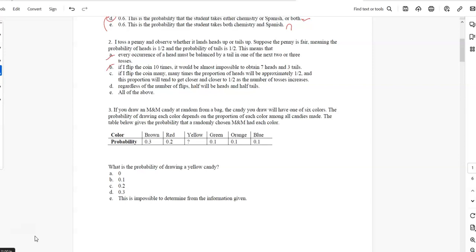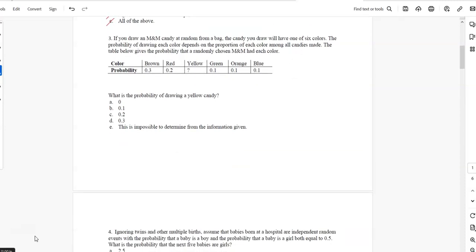D is regardless of the number of flips, half will be heads. That's definitely not true. So certainly most of those are false. This is the long-term running frequency there, the long-run frequency. So as I do more and more flips, many trials, it will get closer and closer to the 1/2 probability. That's what the long-term frequency will be.